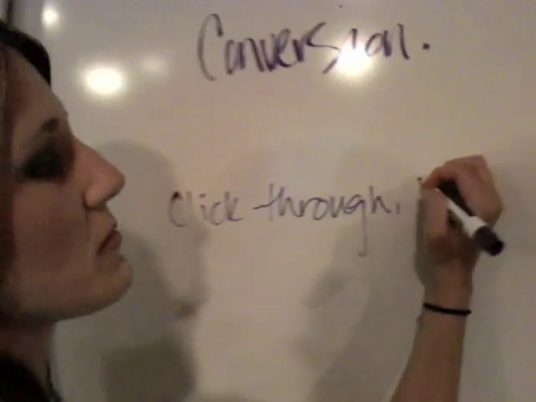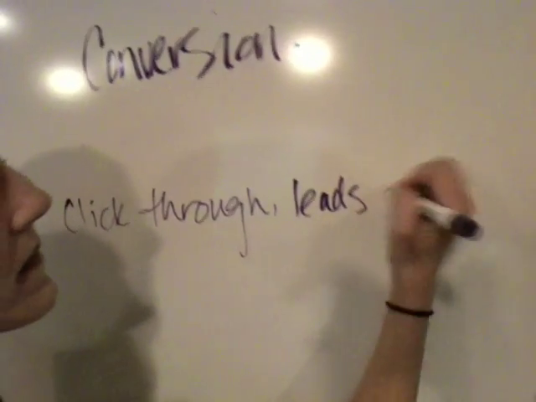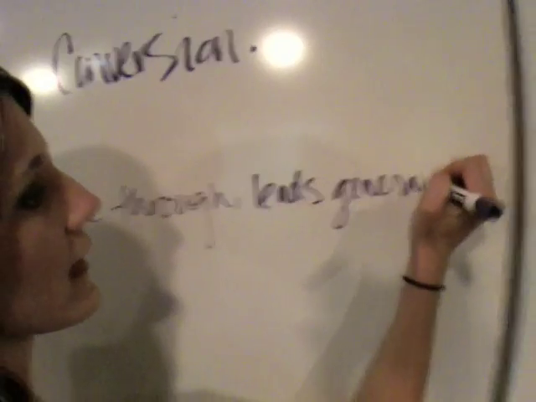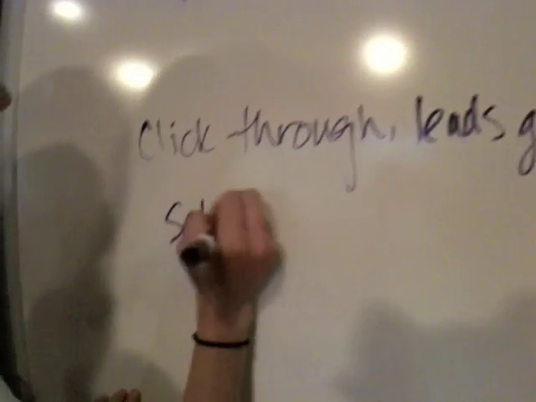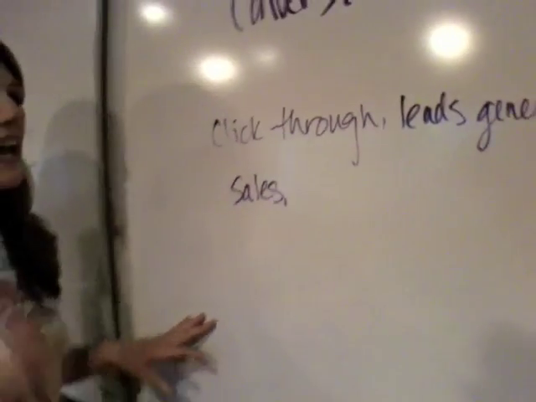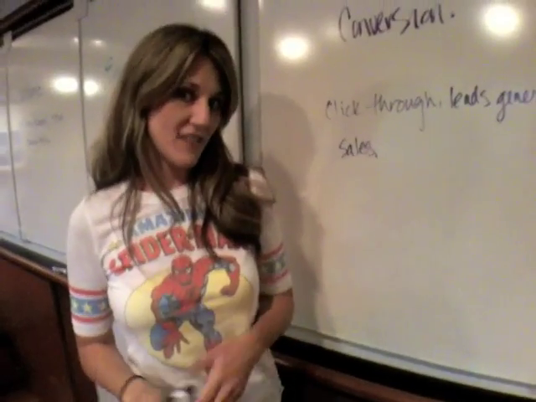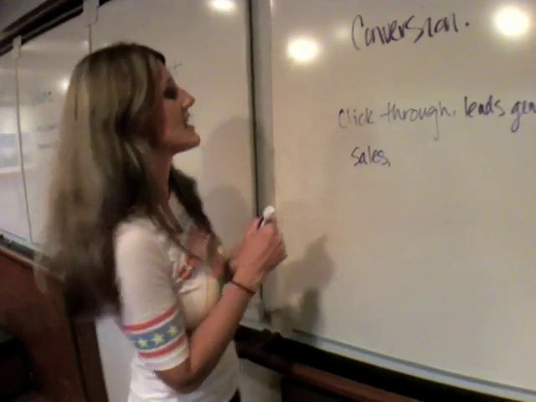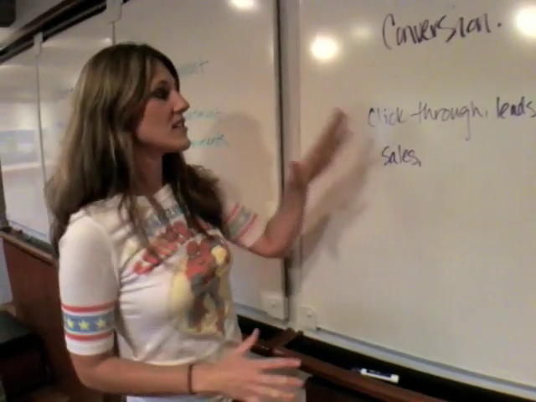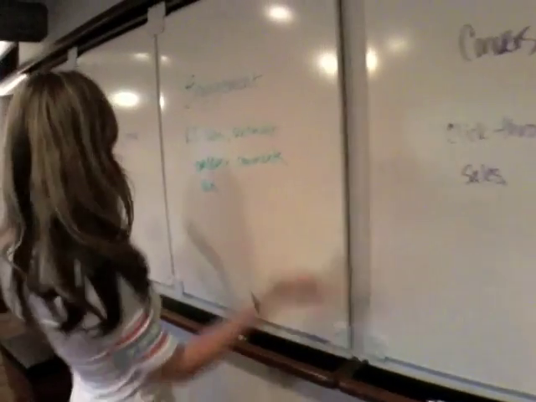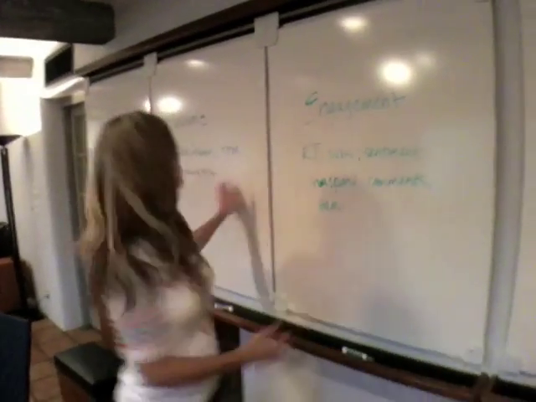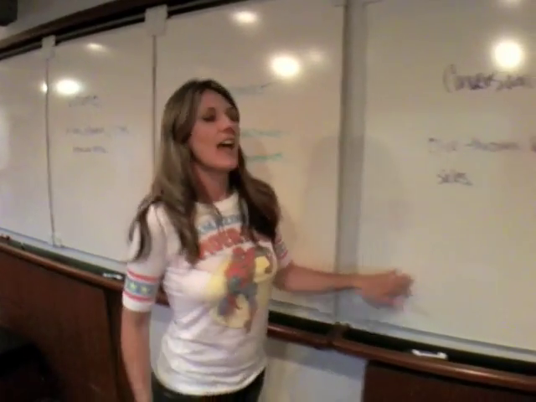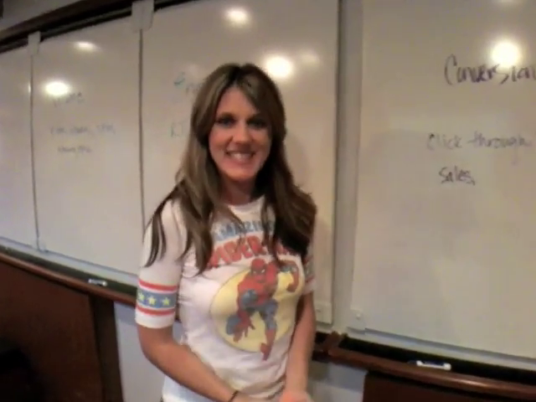So click-throughs, this would be leads generated. Of course, sales, and anything that's showing actual activity and action. So the key is to choose and find at least two metrics within each of the following categories: volume, engagement, and conversion, and track them on a regular basis.